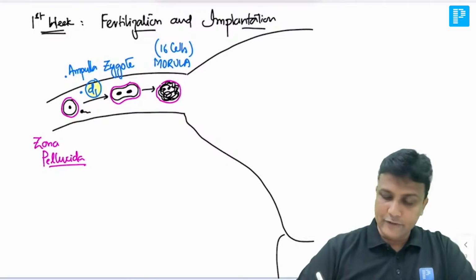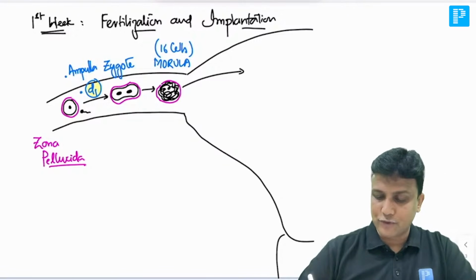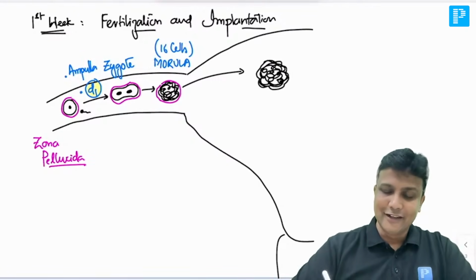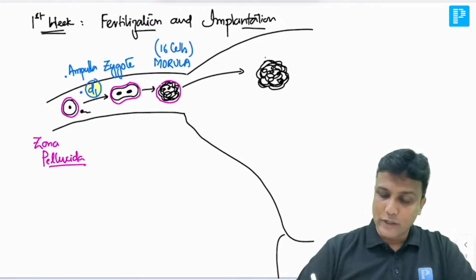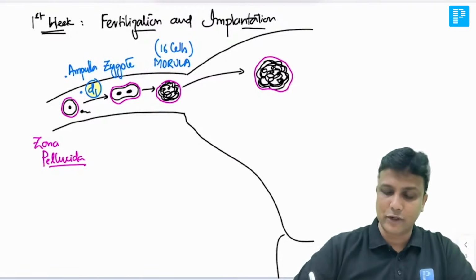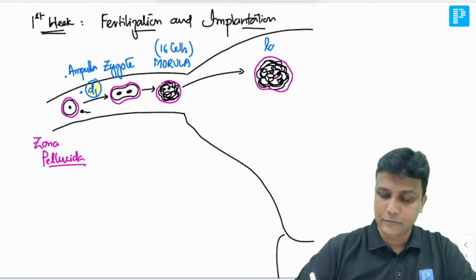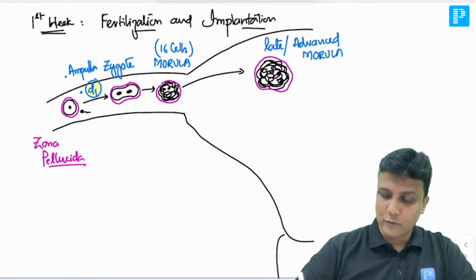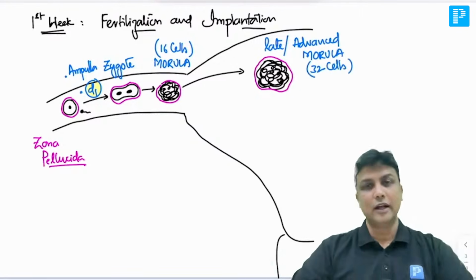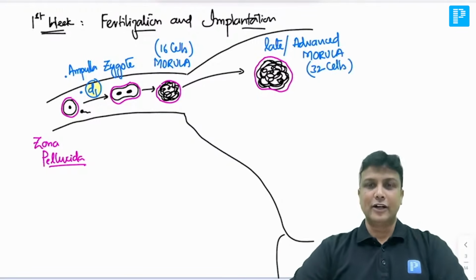Now this morula will further multiply, and it will multiply to form almost 32 cells. I'm not drawing the cells properly here, just try to manage. There are totally 32 cells here. When there are totally 32 cells, then this is referred to as the late morula or advanced morula. It is known as the late or advanced morula. So the first point that you have to remember is that late morula will have how many cells? 32 cells.